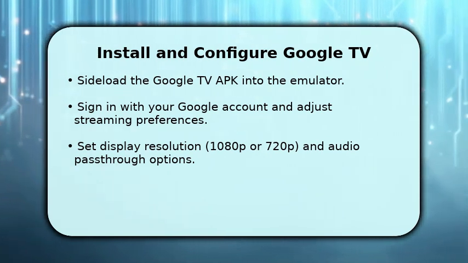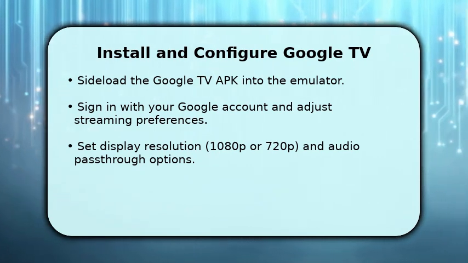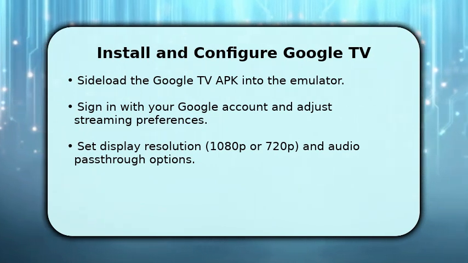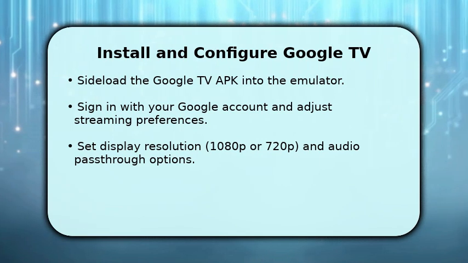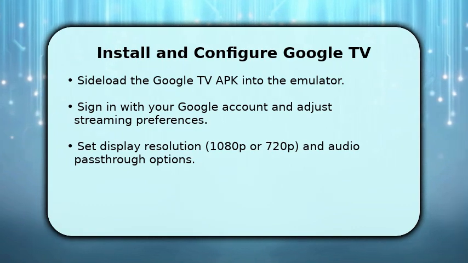Next, go to Settings and choose Display Resolution. 1080p gives better clarity, but use 720p if performance is poor. Also select Audio Output Settings. Enable pass-through if using an external receiver for surround sound.